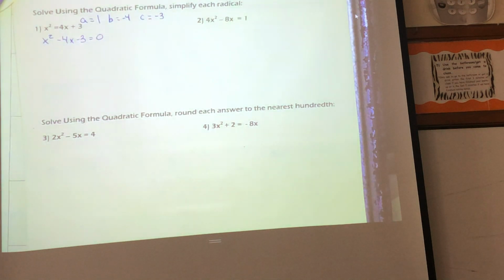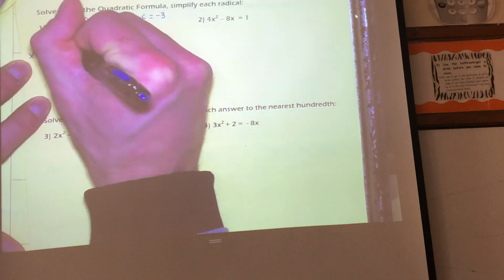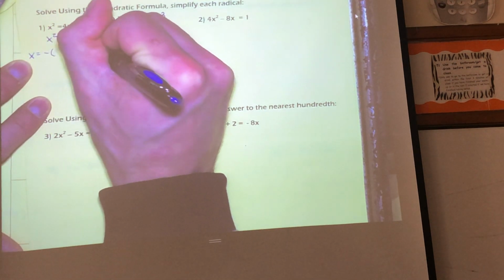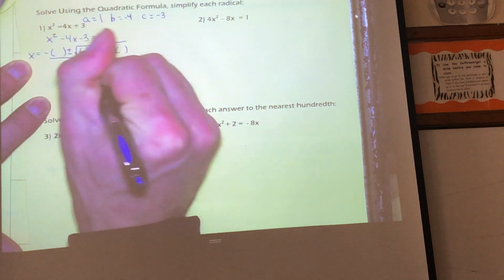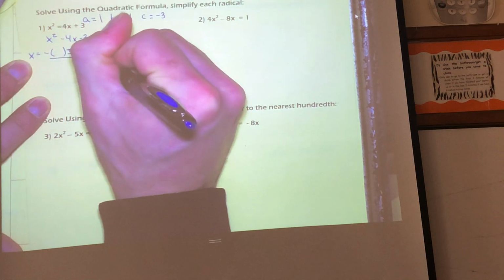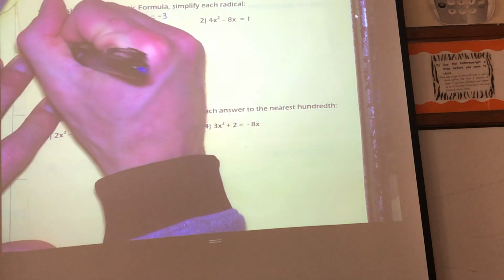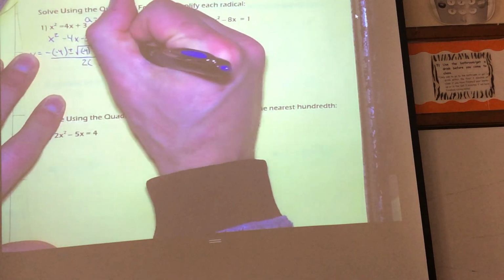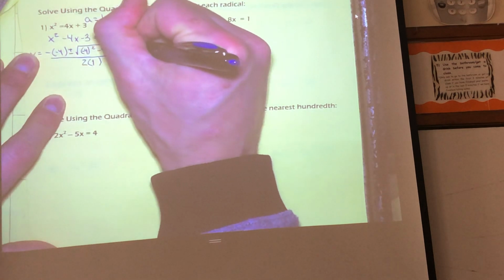I'm going to write these terms into the quadratic formula. So we have x is equal to negative b plus or minus the square root of b squared minus 4ac, all over 2a. Now we're just going to plug in the values. Once again, we have a b, it's going to go here and here. So -4. A will go here and on the bottom. And c will be here.